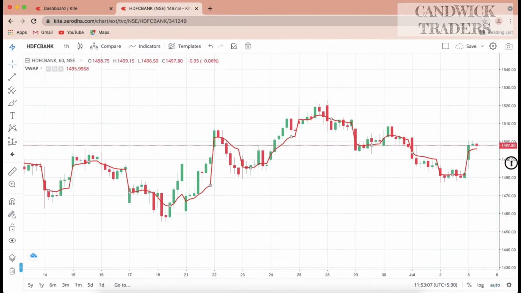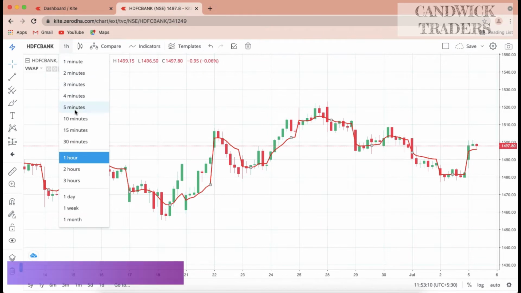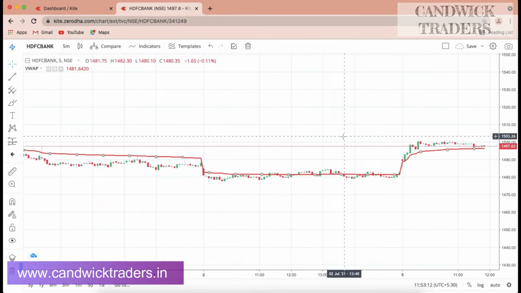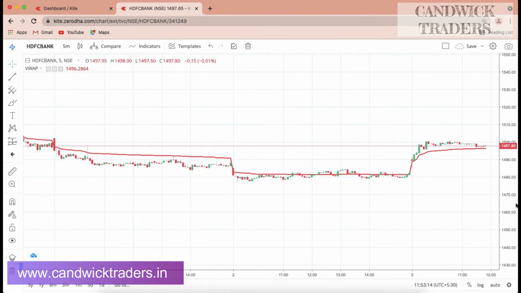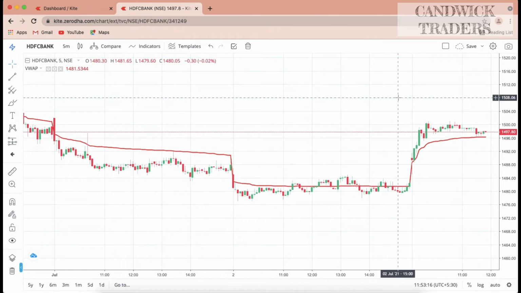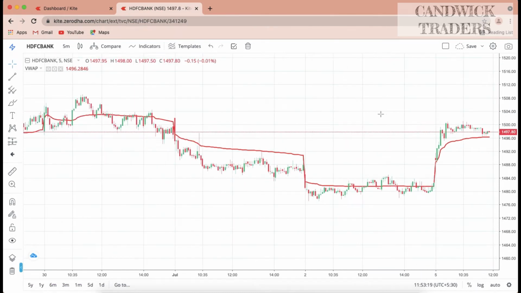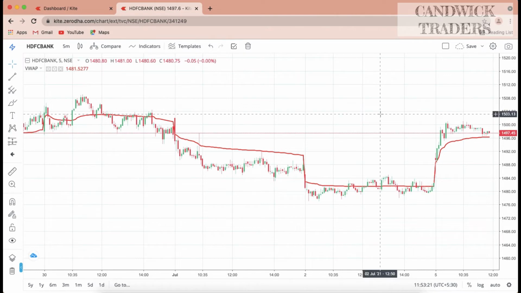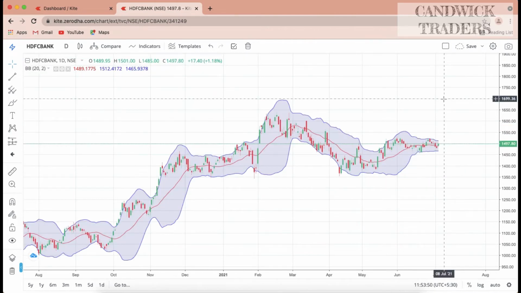Okay, so whenever you want to trade intraday, whether it is 5 minutes or 15 minutes, this is the best indicator to decide whether you want to go on the buy side or sell side. Most traders use this indicator. I can say this is one of the best tools.